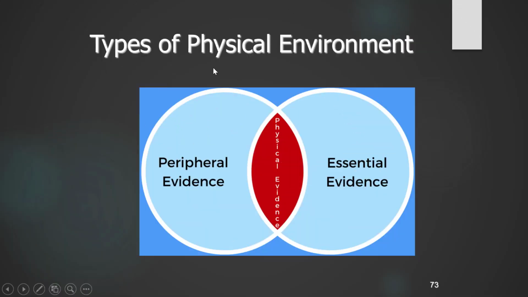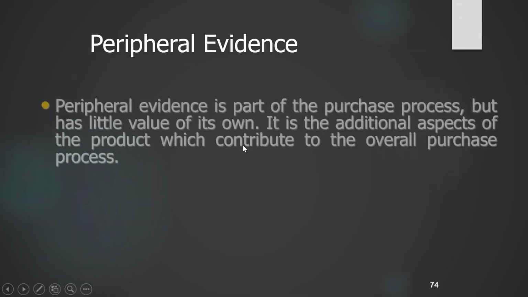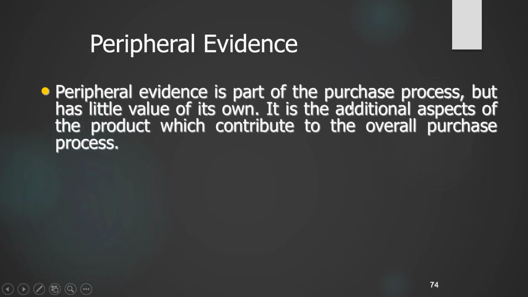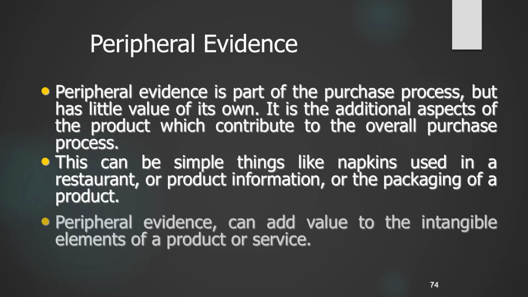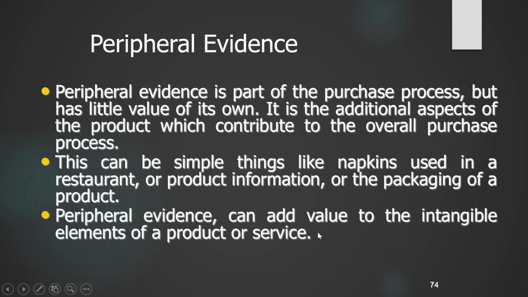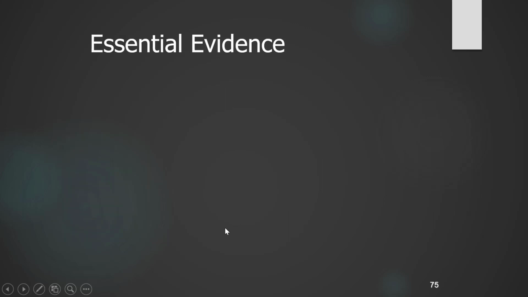Let us also have a quick look at the types of physical evidence. We are going to divide them into two types. One is peripheral evidence, second is essential evidence. So what is peripheral evidence? Peripheral evidence is a part of the purchase process but has little value of its own. It is an additional aspect of the product which contributes to the overall purchase process. This can be simply things like napkins used in restaurants, product information, or packaging of the product. It has little value but adds a lot of value in terms of offering the goods or services. Peripheral evidence can add value to the intangible elements of the product or the services.